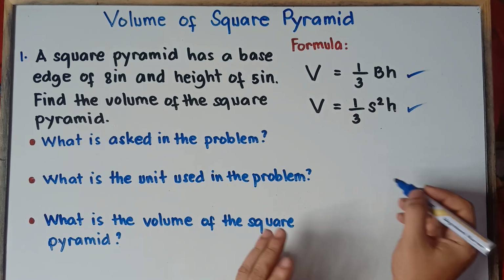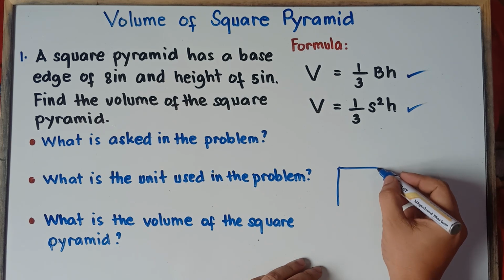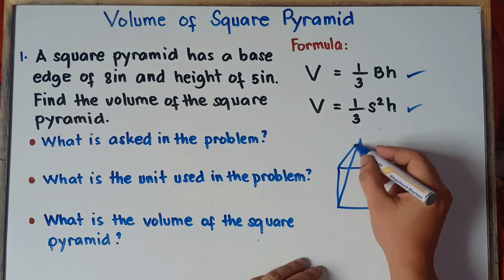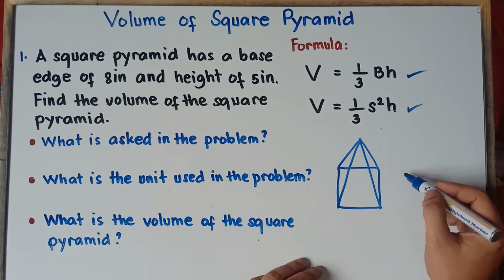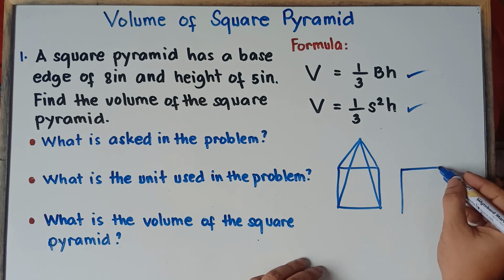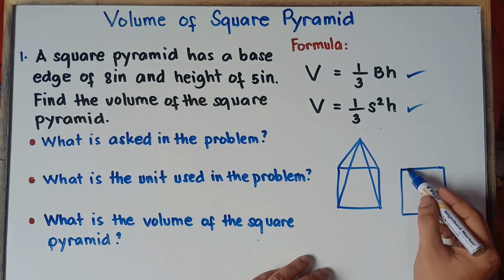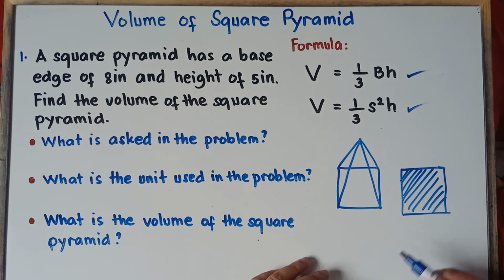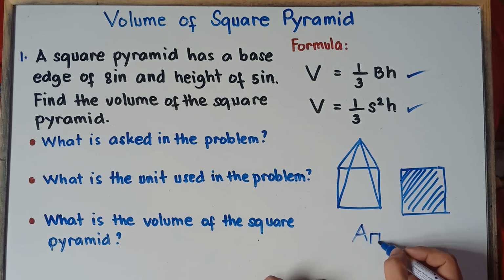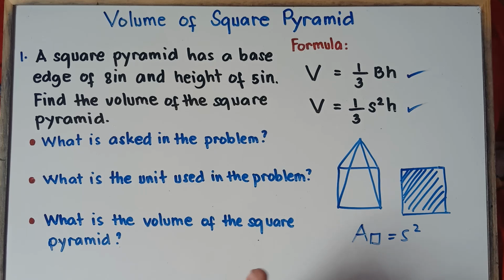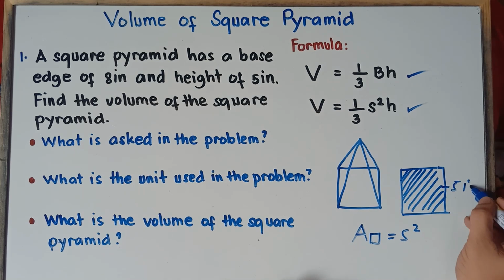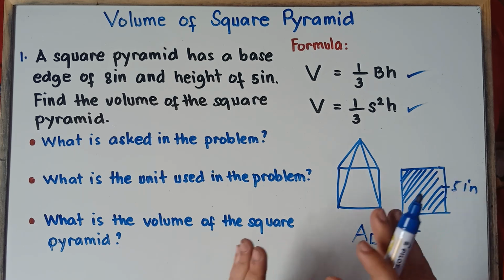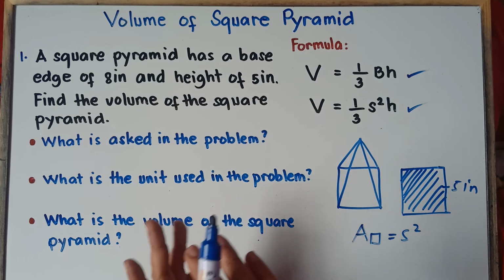Because if we are given a square pyramid, of course the base is a square. Let me draw this one. This is our base, a square base. To find the area of this base, the formula is: area of a square is equal to s squared. If this side is 5 inches, therefore all sides must be 5 inches because this is a square. And by the definition of a square, all sides are equal.